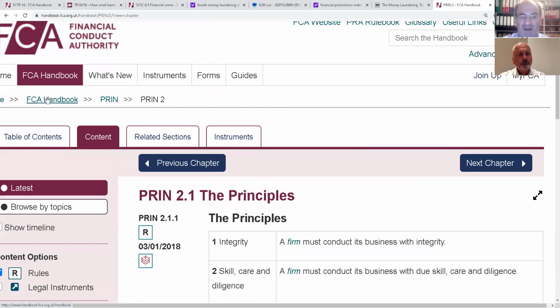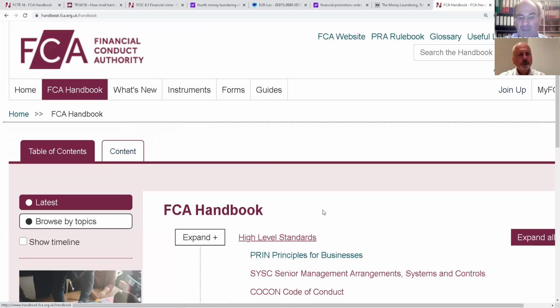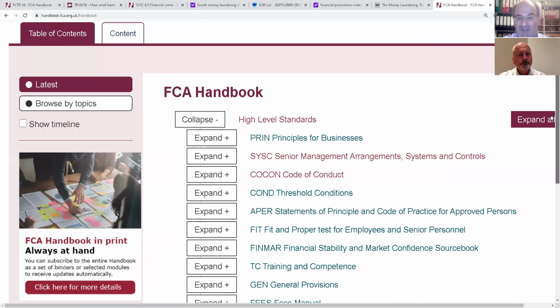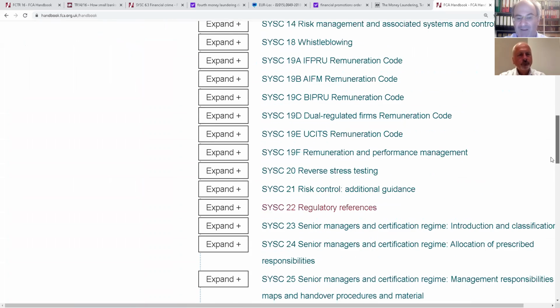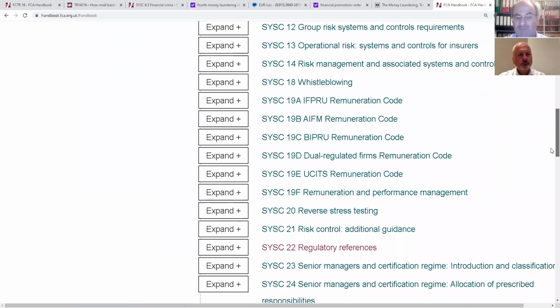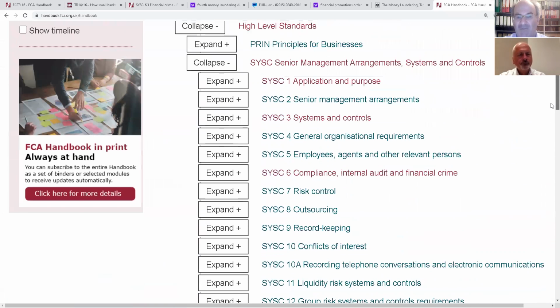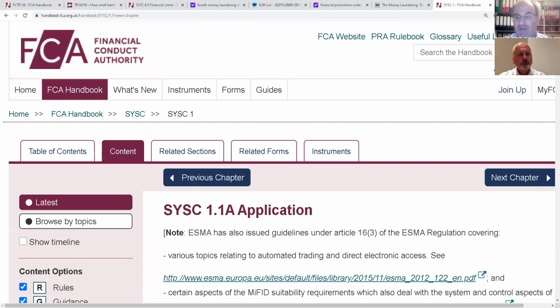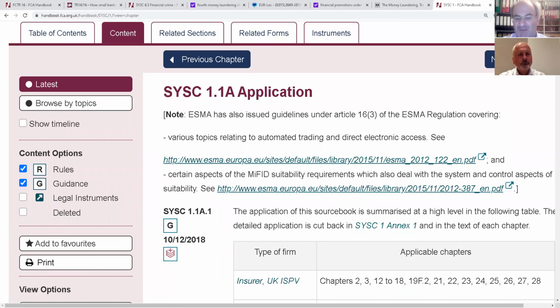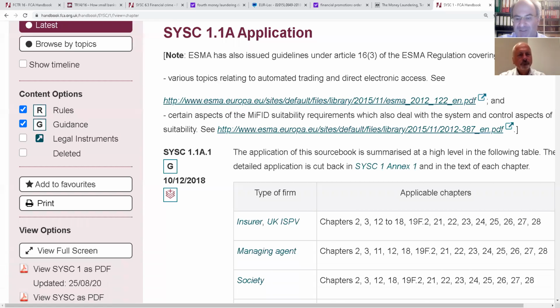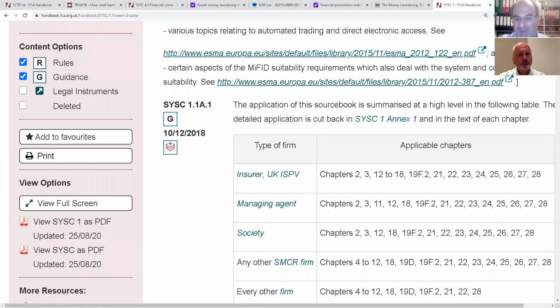Let's go back to our high-level standards, because we have another rule book which contains even more important information. SYSC. This is an enormous rule book. If I scroll down to the bottom, you'll realize why I'm saying that. There's an awful lot to it. But the first problem concerns what applies to which type of firm. You don't want to write an internal memo on your problems with money laundering and refer to the wrong provisions. You look awfully stupid if that happens.